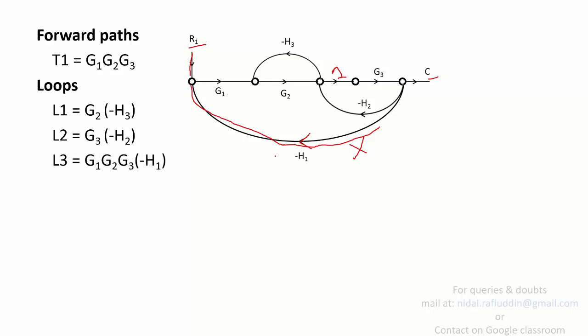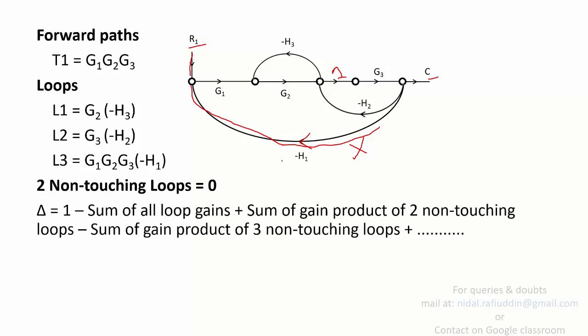And if we now talk about the 2 non-touching loops, in this case you don't have any pair of loops that are non-touching, and thus this gives a value 0. Before substituting, we have to find the value of delta. Delta is given by 1 minus the sum of all loop gains plus the sum of gain products of 2 non-touching loops minus the sum of gain products of 3 non-touching loops. Since you don't have any pair of non-touching loops, you will be left with 1 minus the sum of all loop gains. Substituting these values gives you 1 minus (L1 plus L2 plus L3), and this can be simplified and written in this form.